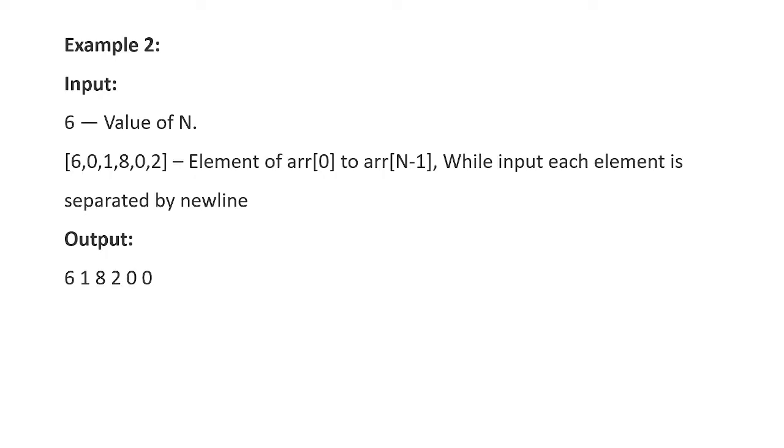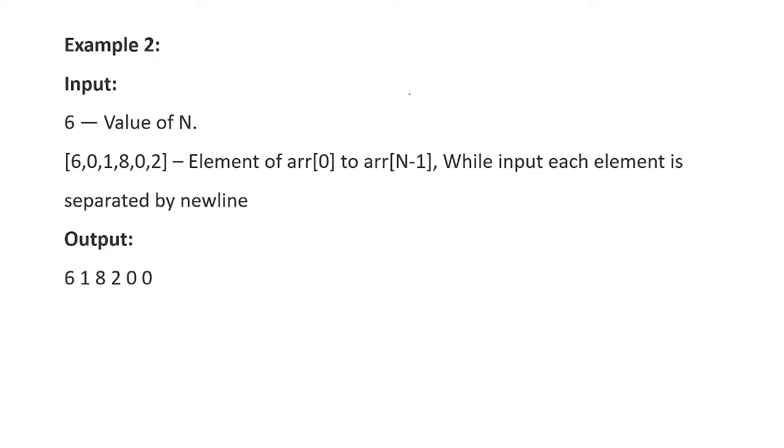Now the second example is also given, with 6 given here. These are the elements: 6, 0, 1, 8, 0, 2, then the output should be 6, 1, 8, 2, 0, 0. Okay, so how can we solve this?